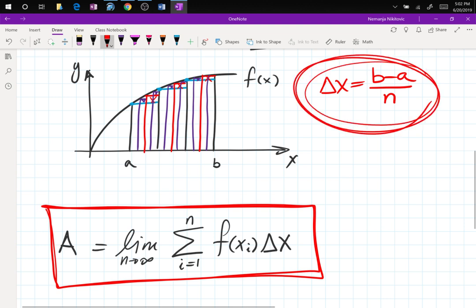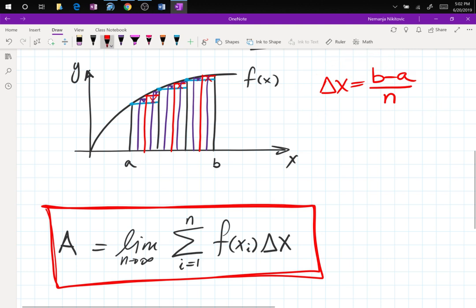Now look at your formula for delta x. Do you see that it's b minus a, which is always some kind of number, divided by infinity? What happens when you divide a constant by infinity? Goes to 0, right? So you see that they are infinitely thin because the thickness is going to 0. And then you also see that since n is going to infinity, you are going to have an infinite amount of rectangles. So what I said, infinitely many rectangles, infinitely thin, right?